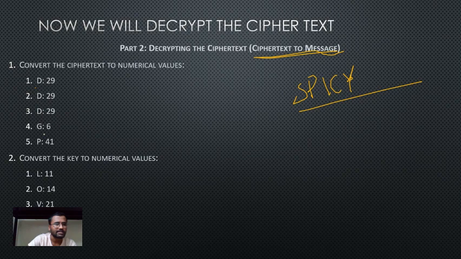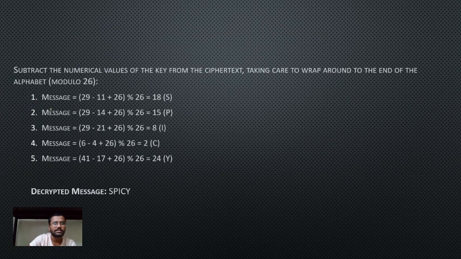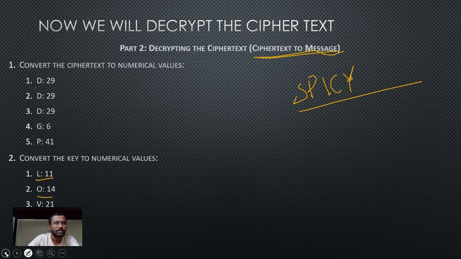So D is 29, G is 6, and P is 41. And converting the key to numerical values, the key is considered as LOVER. The numerical value of L is 11, O is 14, V is 21, E is 4, and R is 17. So let us decrypt the value. Here you can see decryption is done by subtracting the numerical value of the key from the numerical value of the ciphertext.